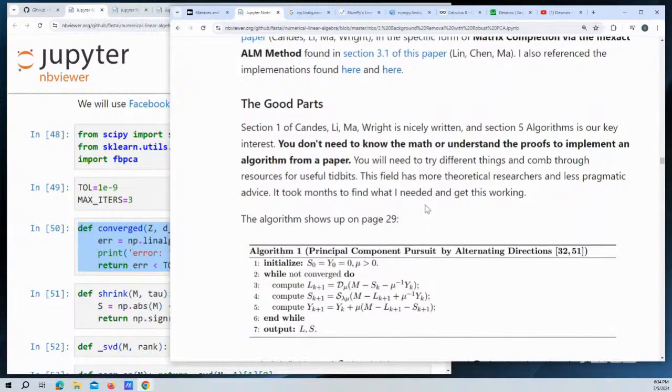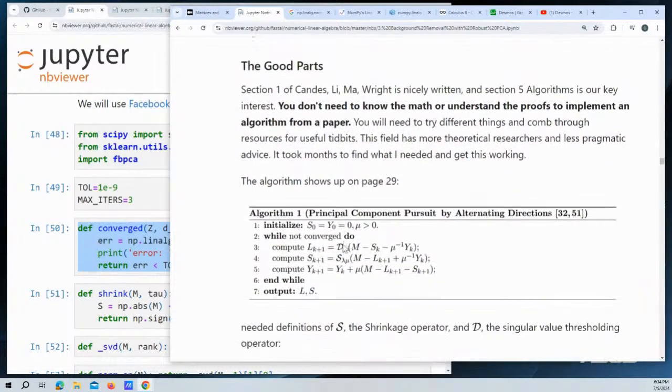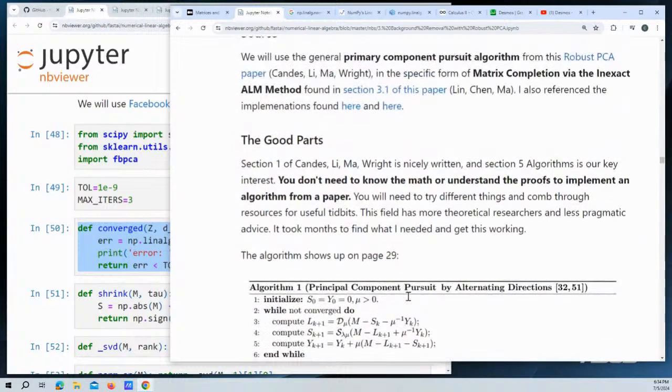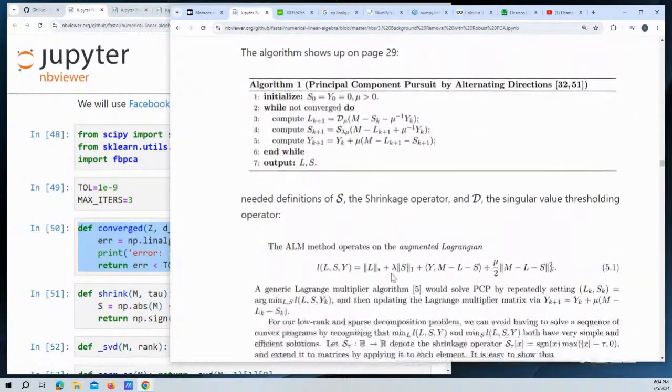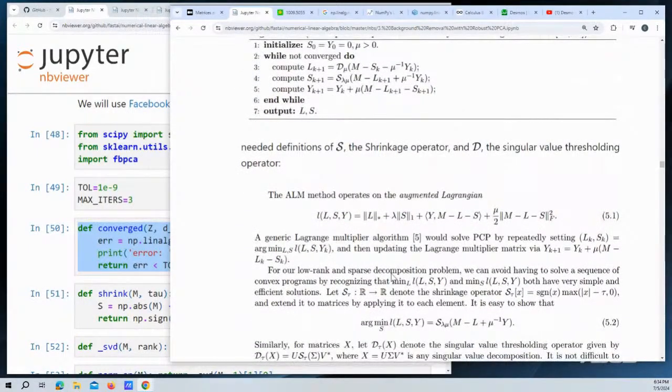So, combing through the resources for useful tidbits. This is the algorithm that they have. And since we're dealing with the convergence of a sequence, they're checking that it's not converged. They have to have a condition to check that it isn't convergent. Got it.